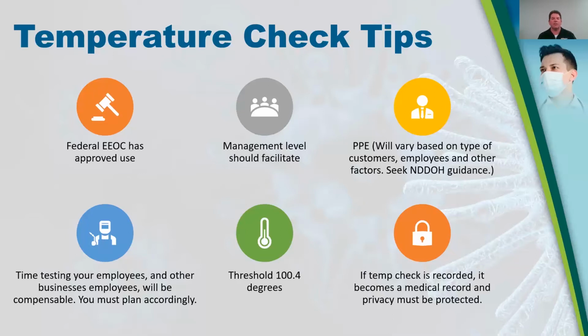Time spent testing your employees is compensable, meaning that if you are in a manufacturing environment and you have a shift change and all of a sudden you're going to have 50 or 100 new employees coming into your building that need to be screened, we need to plan ahead. They may need to arrive for work a little bit earlier and understand that that's compensable time that you're going to have to pay those employees as they wait to have their temperature checked. The threshold temperature is 100.4 degrees. That would exclude them from coming onto your property.